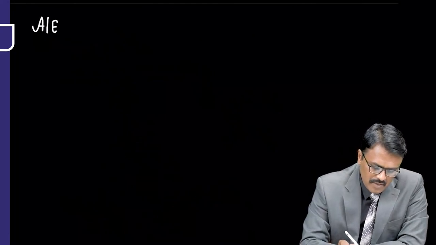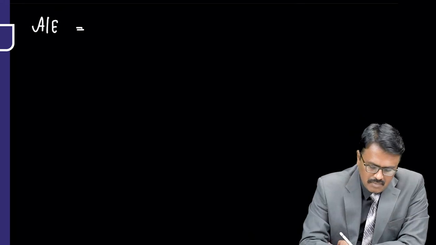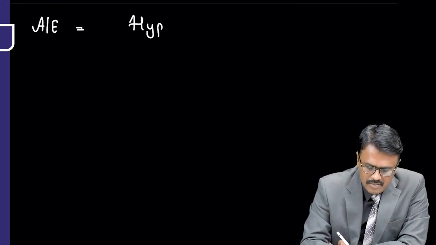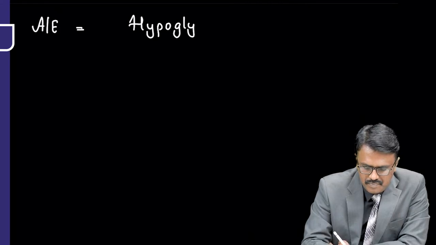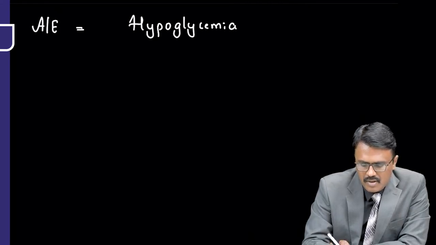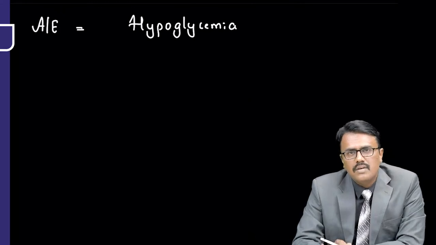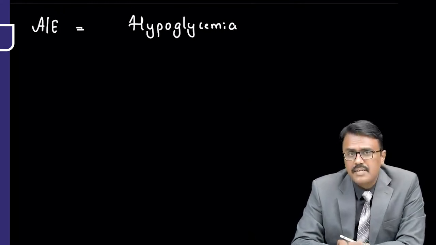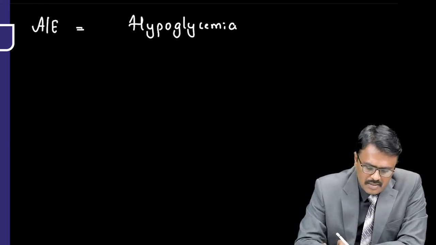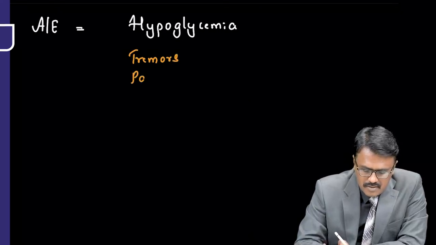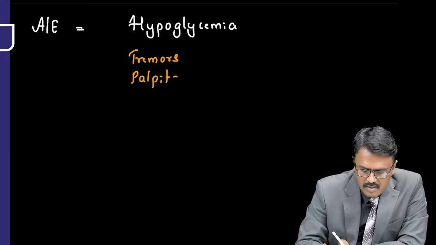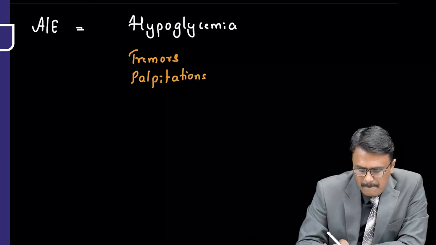So once we understood the uses of insulin, let us understand the adverse effects. You know the concept already. What are the adverse effects? The major adverse effect is hypoglycemia. Patient will have hypoglycemia. But how will the patient know hypoglycemia? Because he will have the symptoms of hypoglycemia, that is tremors, palpitations, and patients will have sweating. So these are the symptoms of hypoglycemia.